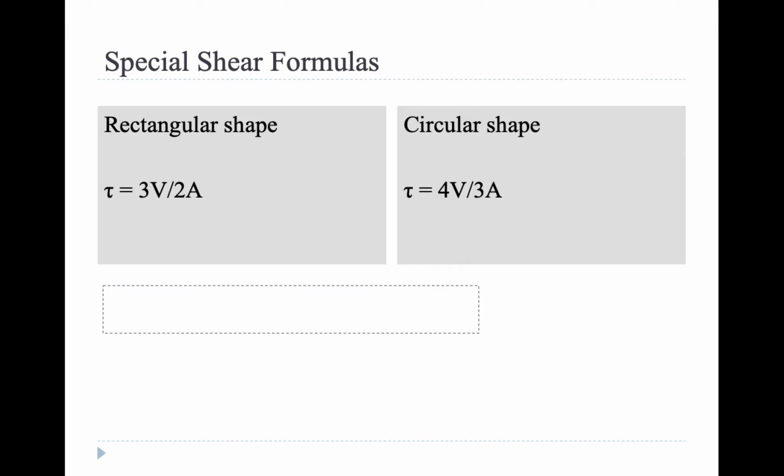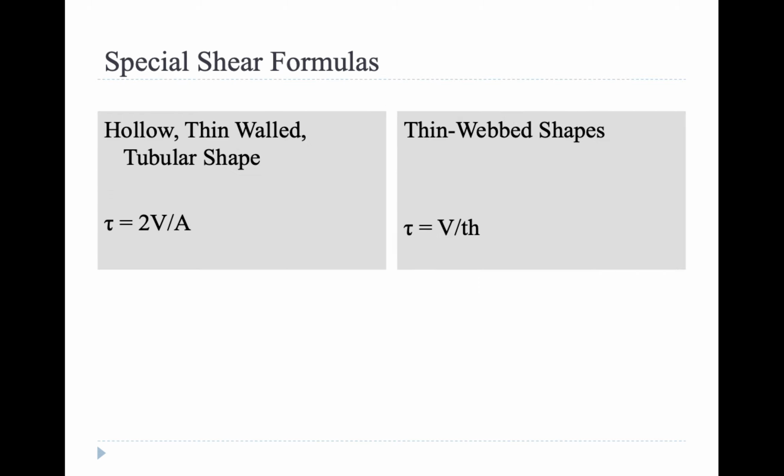We don't need to calculate I. We don't need to calculate Q. So that's super cool. You might be asking yourself, okay, well then why did we learn Q before this? Well, what if your shape isn't rectangular? Or what if it's not circular? What if it's an I shape? Or what if it's a hollow shape? Well, the first part of that answer is, there's cool equations for those guys too. A hollow, thin-walled tubular shape is 2 times V divided by A. A thin web shape like the I shape we looked at before is just V divided by the thickness times the height. Well, what if it's not these 4 shapes?